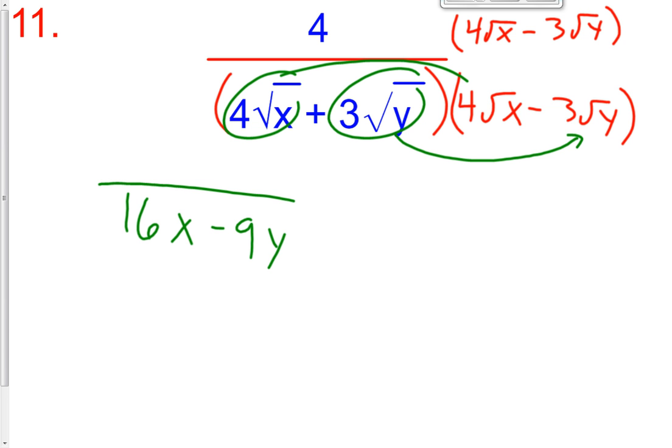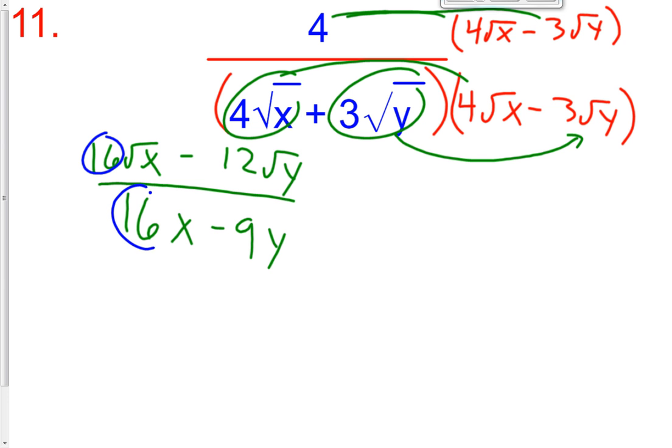We don't see any more radicals. In the numerator, distributing the 4 amongst both of those two terms, we would get 16 square root x minus 12 square root y. So our denominator is rationalized. We can't reduce the square root of x or the square root of y. So now let's look at our coefficients. 16, 16, 12, and 9. Is there one factor that you can take out of all of them?